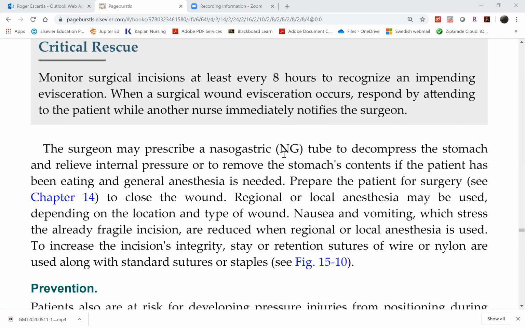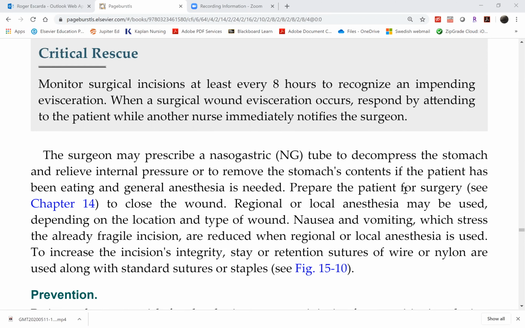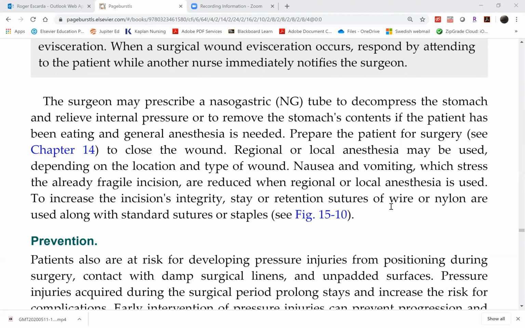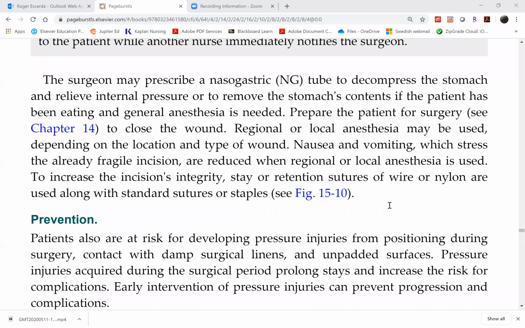Anyway, the purpose of the tube is to decompress the stomach, so no vomiting, no nausea. Because again, we're expecting low peristalsis or even no peristalsis after surgery. So they need stomach decompression to stay comfortable. Plus, you don't really want a patient vomiting with a big abdominal incision.